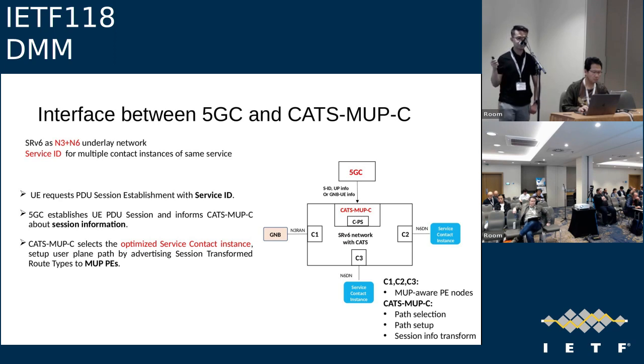When the UE requests a PDU session establishment with the service ID, and the 5G establishes the PDU session, it then informs the CATS about that session. The CATS MUP-C controller, based on the CATS metrics and the gNodeB location, can use a CPS function to select the optimized service contact instance. After that, it sets up the user plane by advertising the session transformed route type to the MUP-PE.